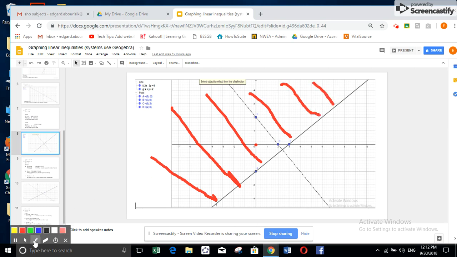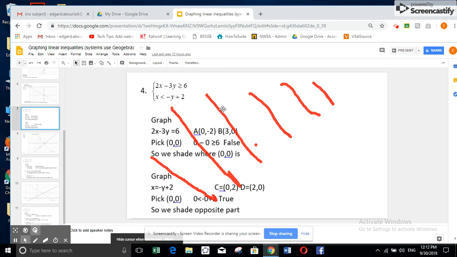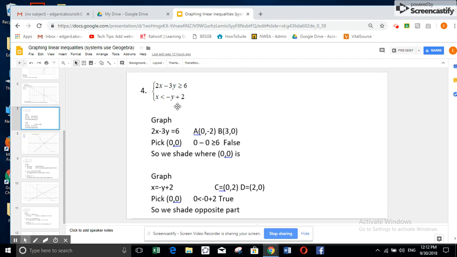Now I go to the second equation. I have x less than minus y plus 2. Also, this line will not pass through the origin, so I can take it as a point to check which region I must shade. First of all, I graph x equal minus y plus 2. If y is 0, x is 2. If x is 0, y is 2. So I pick the origin, 0 smaller than 2. Yes, true. So where the origin is, in the dotted line, because I have less than, is it true? So I don't shade it.